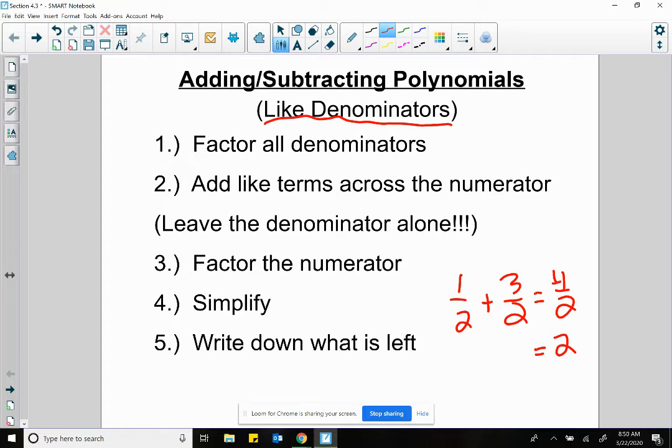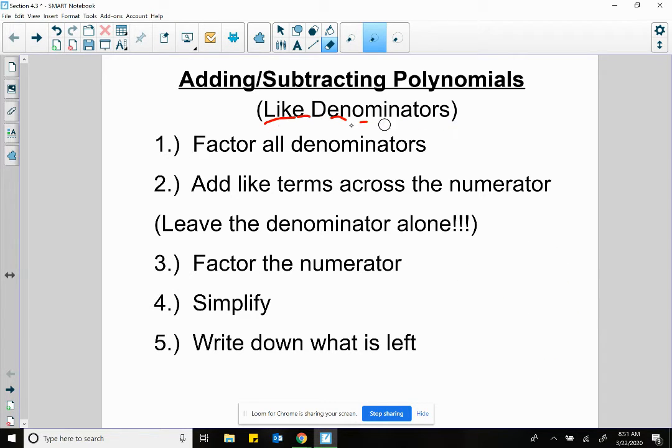Adding and subtracting polynomials will work the same way. We're going to make sure that all denominators are factored, and that's going to help us determine that we have the proper common denominators that we need. Then all we're going to do is add across the numerator, like what we did with the 1 and the 3. Again, you leave those denominators alone. See, it was 2, 2, and my denominator over here was 2. And from there, you will factor the numerator and then do any simplifying and write down what's left. Adding and subtracting polynomials is just like adding and subtracting fractions. All right?